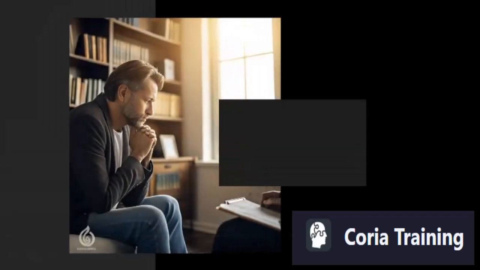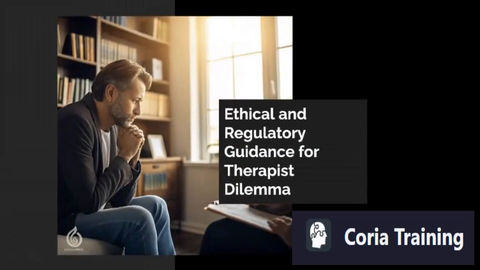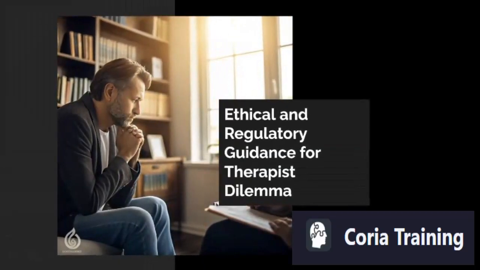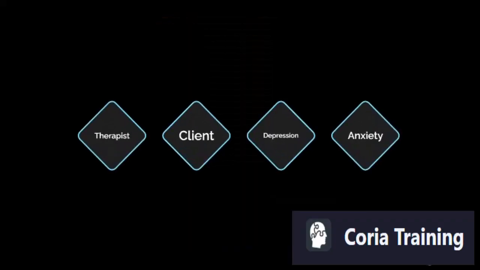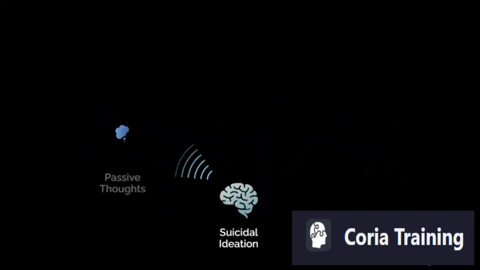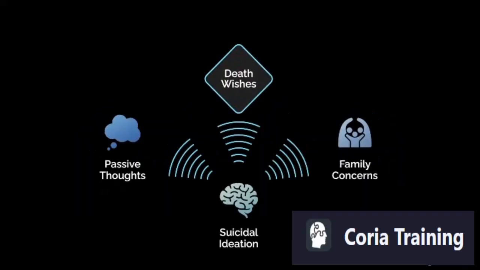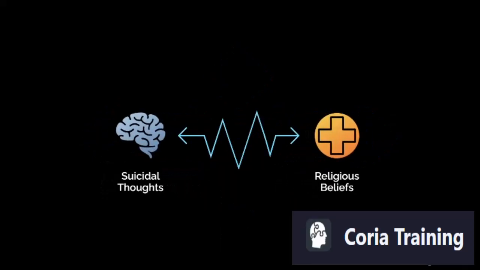We're exploring ethical and regulatory guidance for a complex therapist dilemma involving suicide risk assessment. A therapist working with a client faces challenges around depression, anxiety, and emerging safety concerns. Suicidal ideation manifests through passive thoughts about death, wishes for pain to end, and concerns about family impact. The client's suicidal thoughts directly conflict with their religious beliefs, creating protective internal barriers.